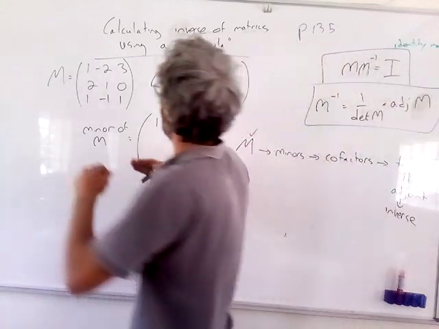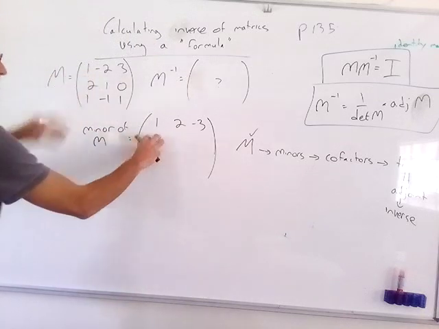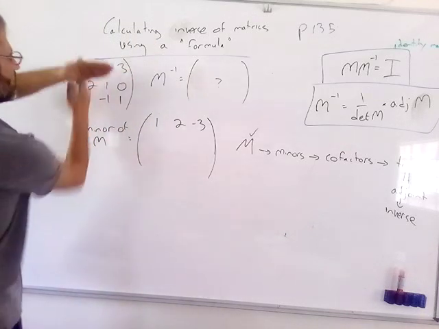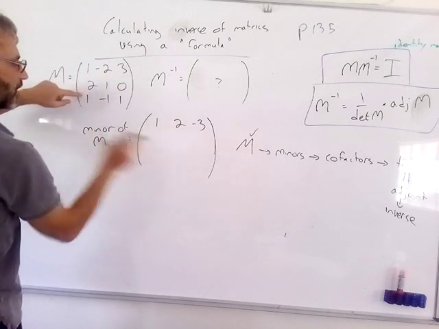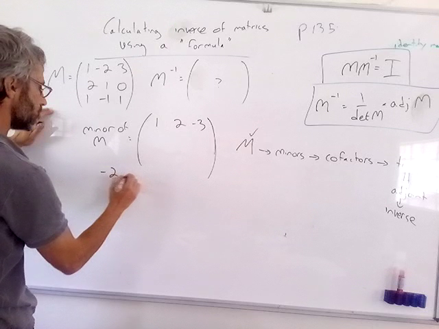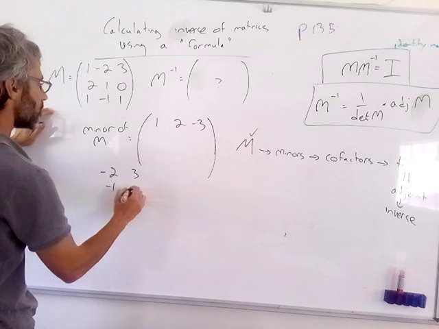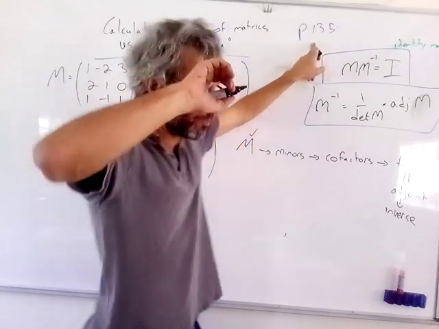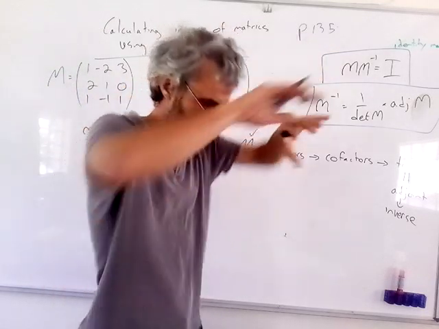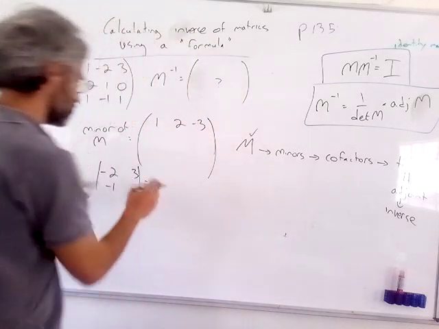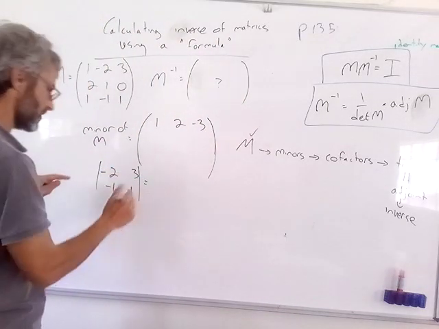Next one, we're looking for this one. So what is that? I'm going to write it to make it safe. This one is the determinant of minus 2, 3, minus 1, 1. And by the way, I'm on page 135, so you can follow this. The calculation is there. So if you don't understand exactly what I'm doing, just read it as you go along.